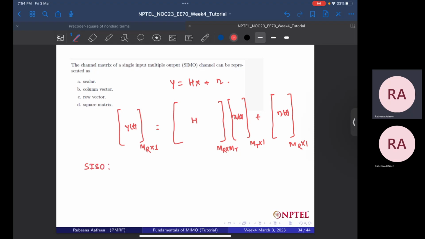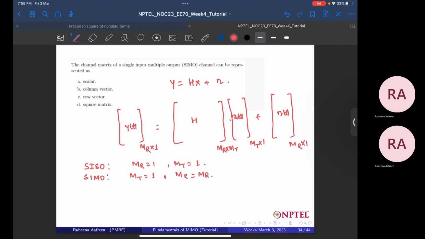For single input, single output, Mr is 1 and Mt is 1. That means y is a scalar because this will be 1 cross 1, H is a scalar, x is a scalar, as well as n is a scalar. Now for single input multi output, Mt is 1 and Mr is Mr. So here we will have y as a column vector, H also as a column vector, x is a scalar as we discussed previously, and since there are multiple receivers, n is also a column vector.